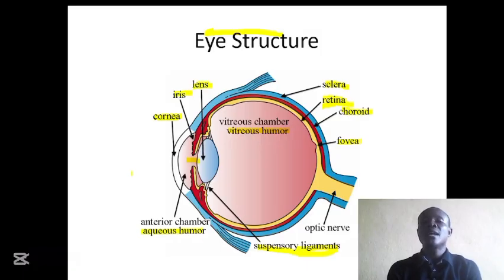The cones have three pigmented colors, that is red, blue and green. Based on the combination of these various colors that I have named, we can have blue, we can have purple, we can have pink, we can have mauve, we can have maroon.